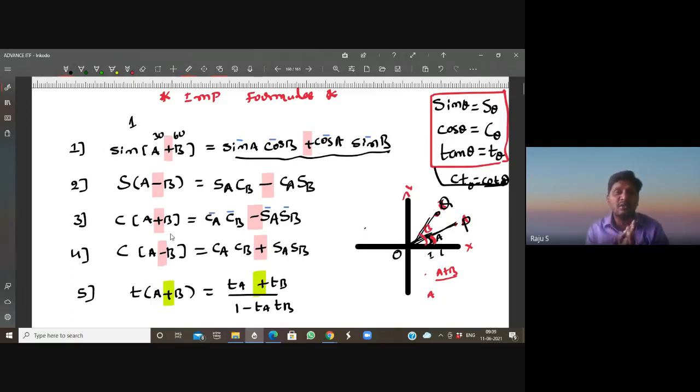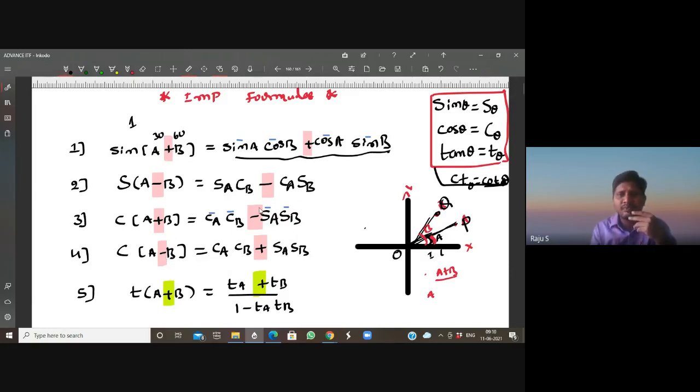How do we know whether it is correct or not? By verifying. Take any known angle. We know sine 60, sine 30, cos 60, cos 30. That is a known angle. Don't take unknown angles like 40 or 50. We don't know sine 40 or sine 50. In the same way you can verify.